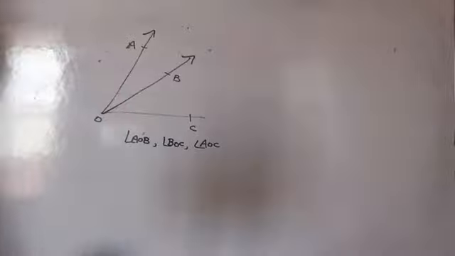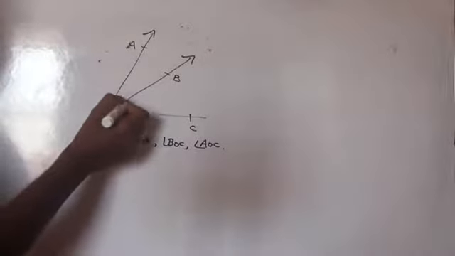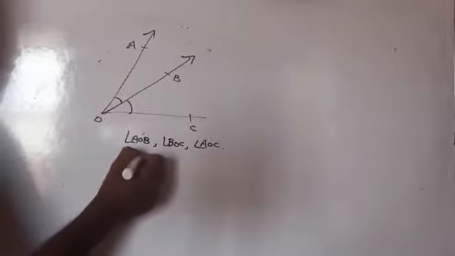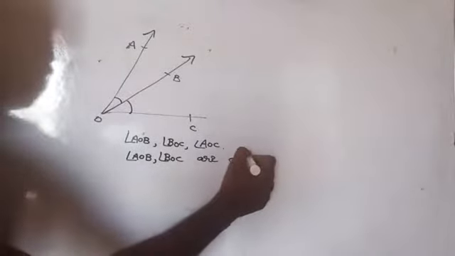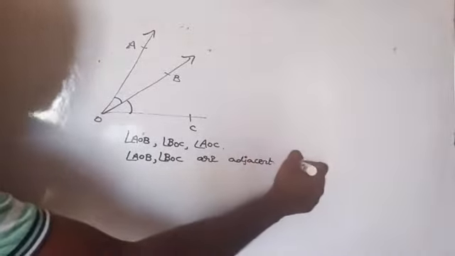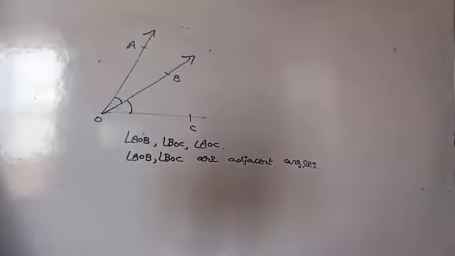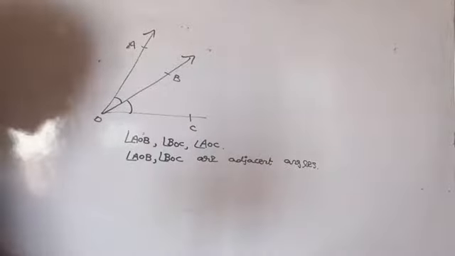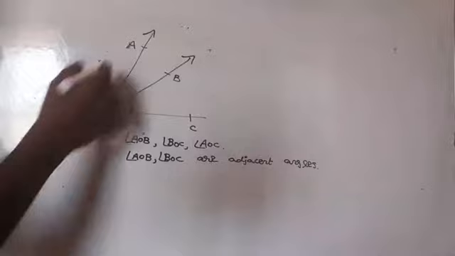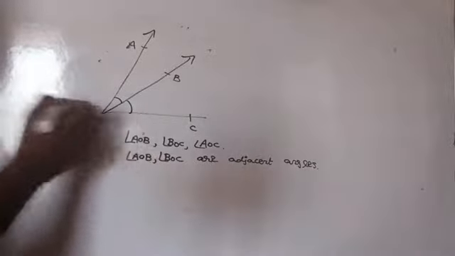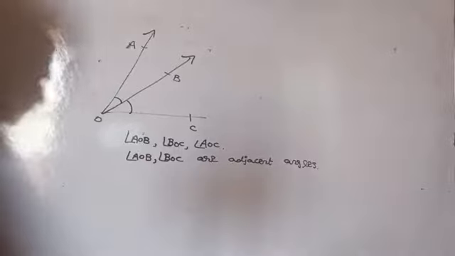Now, these two angles are adjacent. Which two angles are adjacent? Angle AOB and angle BOC are adjacent angles. Adjacent angle means what? Yes. That is, when the two angles have the same vertex, a common vertex. Which one is the common vertex here? AOB and BOC are the two angles having the same vertex O.